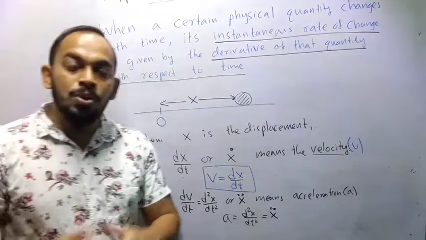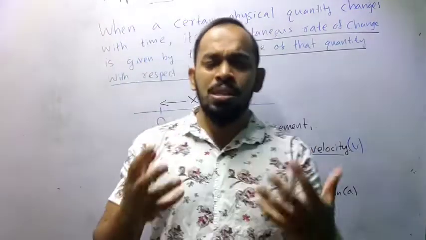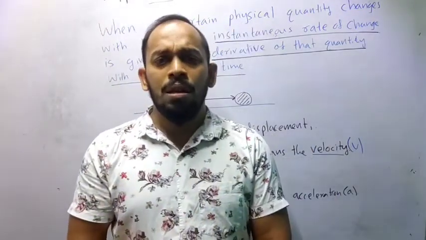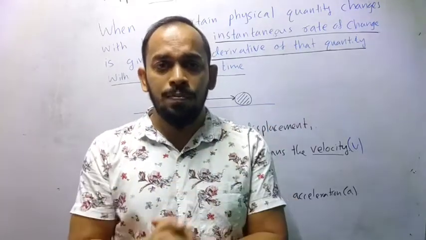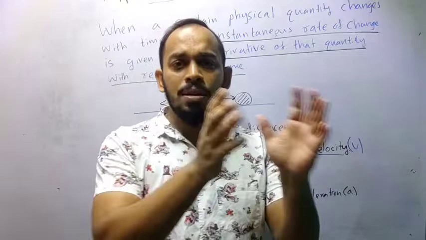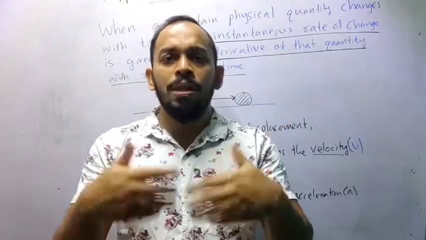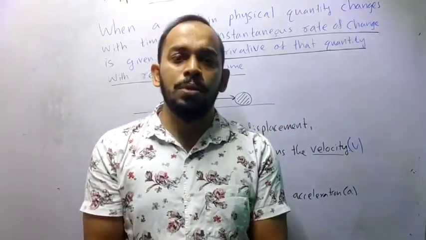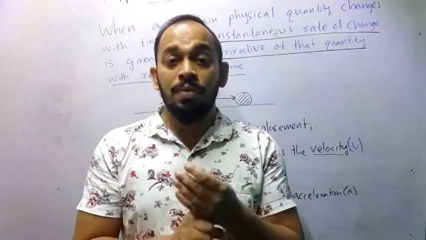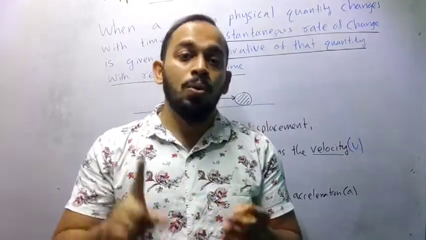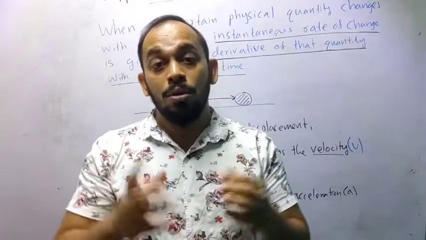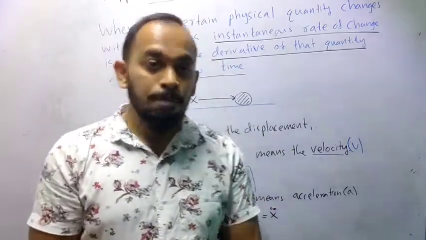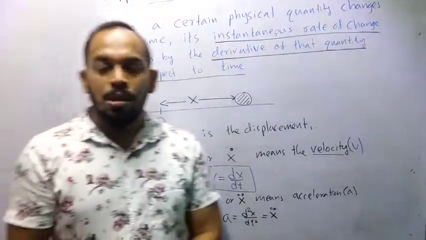Suppose you know the displacement of the particle as a function of time. You know how displacement is related to time. So when the function is given, you should be able to get the velocity of that particle at the given time, or the acceleration of the particle at the given time, or both. We'll look into some examples now.